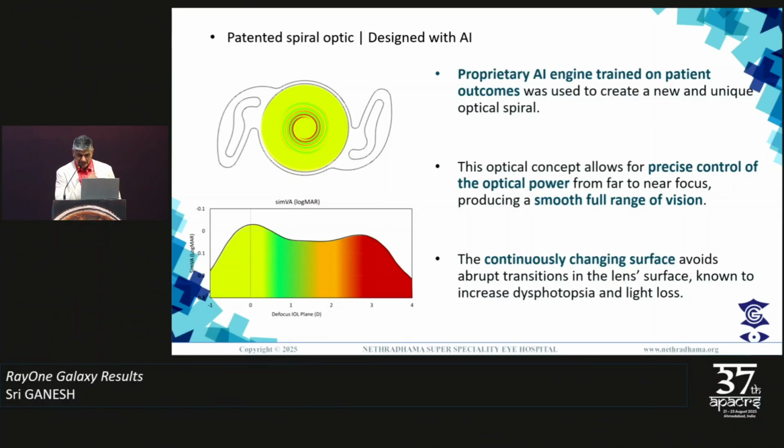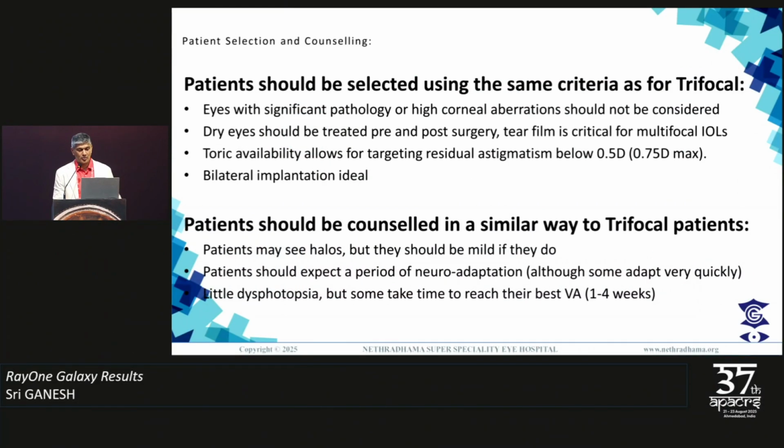It's designed with AI. It's a proprietary AI engine trained on patient outcomes. And this has been used to create a new and unique optical spiral. So the optical concept allows for precise control of the optical power from far to near focus. And it produces a smooth, full range of vision, unlike the diffractive trifocals, which have specific points of foci, distance, intermediate, and near focus. So how about patient selection and counseling?